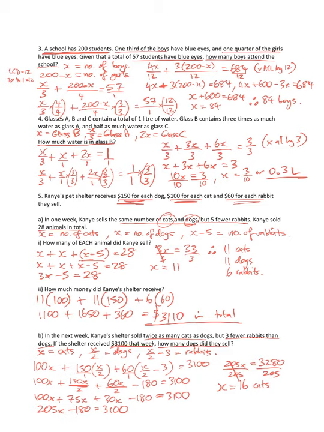X is going to be 16 cats, but dogs was X on 2. So X on 2, 16 divided by 2, therefore 8 dogs were sold. Why is that? Because my solution was X for the number of cats, but the number of dogs is not that. The number of dogs is whatever X is divided by 2. 16 divided by 2 is 8. So how many dogs did they sell? 8 dogs. So on to the next page.